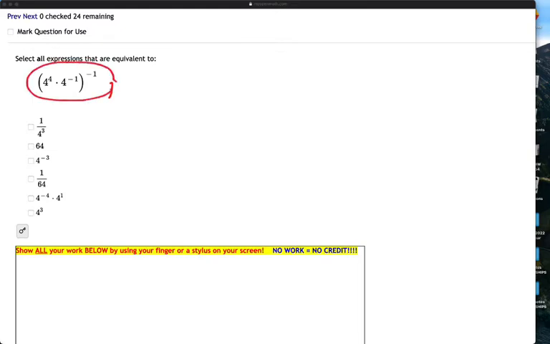And of course we should be doing our work down here, but I'm going to be doing it off to the side here. So the original expression is in parentheses 4 to the 4th power times 4 to the negative 1 power, all of that to the negative 1 power. So following the order of operations, we should, of course, simplify within the parentheses first. Well, within the parentheses, we have 4 to the 4th times 4 to the negative 1 power. We are multiplying expressions with the same base there, and the rule for that is to add exponents. So the first exponent plus the second exponent, 4 plus negative 1 is 3.